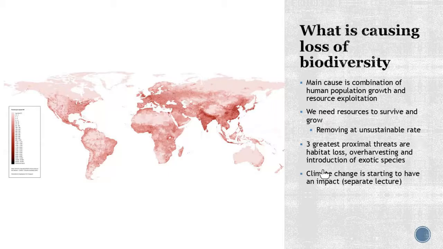Now, the three greatest threats that I'm going to talk about in this lecture will be habitat loss, overharvesting, and introduction of exotic species. I'm going to do a separate one on climate change. I know it's put in this section, but I'm just going to briefly talk about these three. And I know I've talked about them a little bit, but let's go into a little more detail.